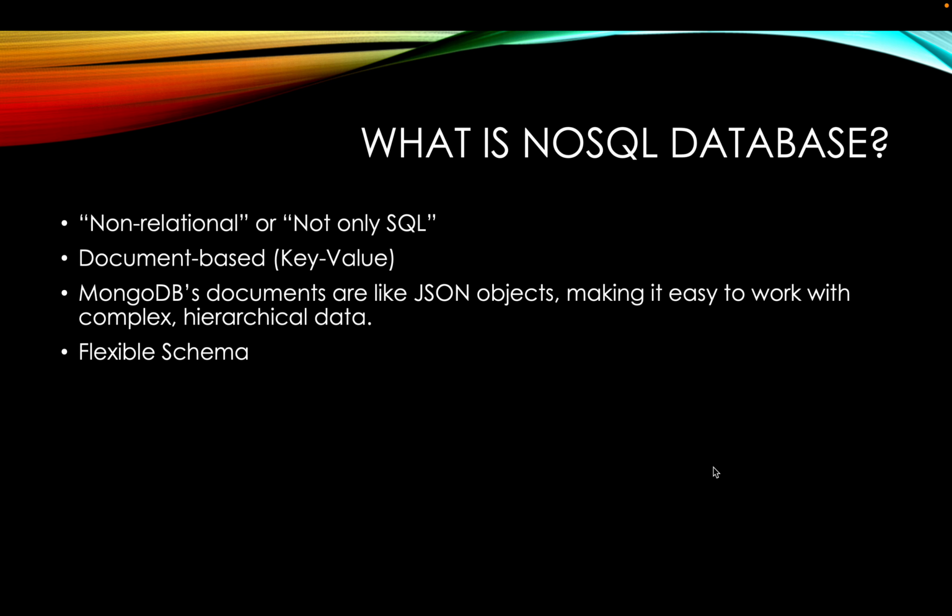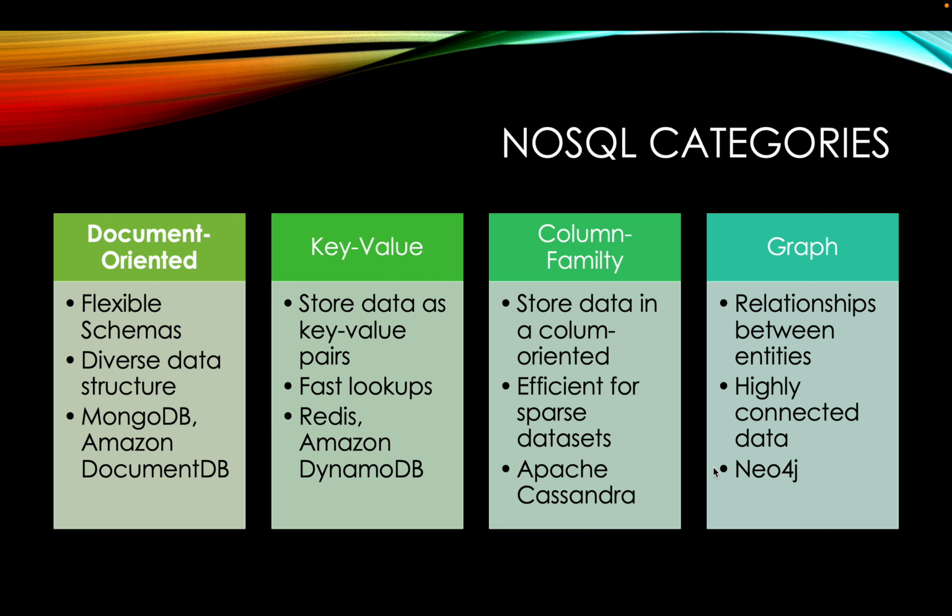Okay, next. This is NoSQL categories. There are four of them. The first one is the one that we will focus on in this video clip: document-oriented. If you have a flexible schema, you have a diverse data structure. Examples are MongoDB and Amazon DocumentDB.